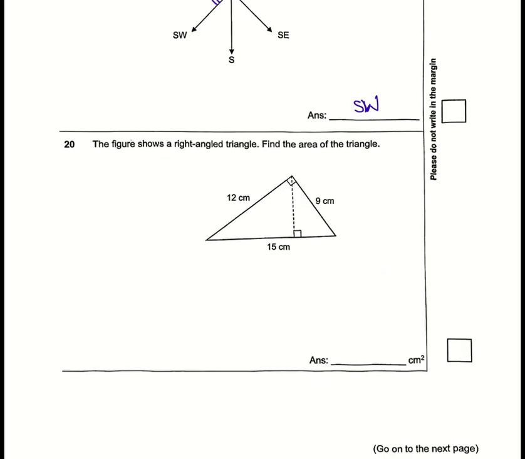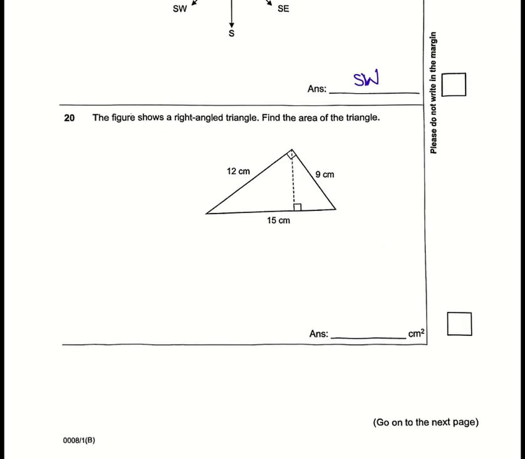The figure shows a right-angled triangle. Find the area of the triangle. This is directly to confuse you, because we have all been used to the fact that the area of a triangle is half times base times height. And here they have shown you this to indicate that this is the height, and it is not given to us. So it's slightly there to just confuse you.